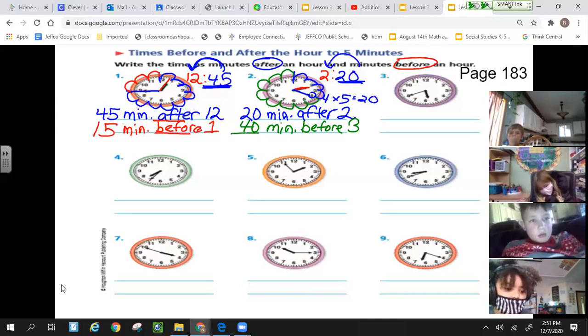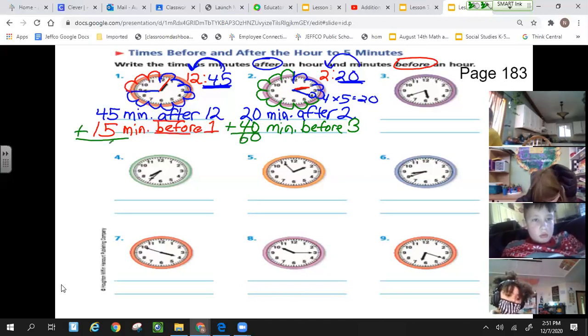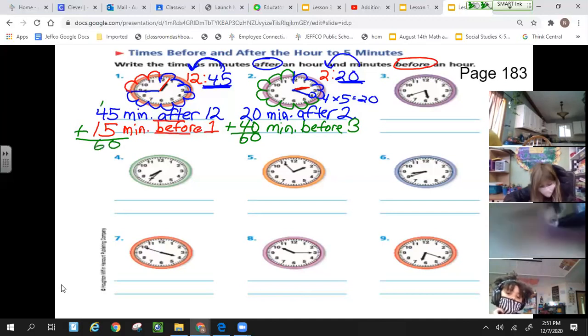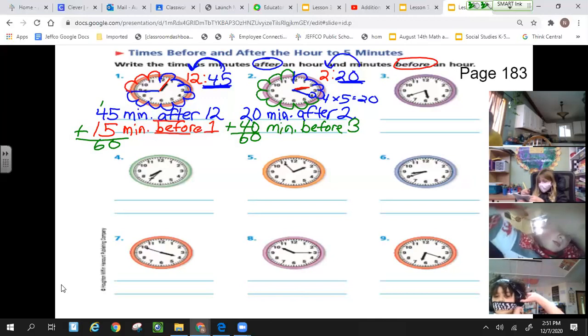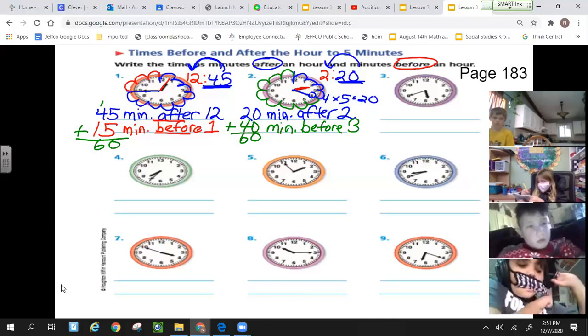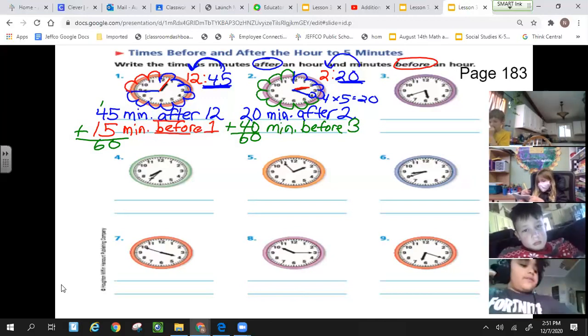Did anyone notice what's happening with these minutes? If I added them together, I would get 60. That's a good way to check your work because they have to equal 60 minutes because there's 60 minutes in an hour. All right, that was me doing it. I did those two. Now let's do it together.